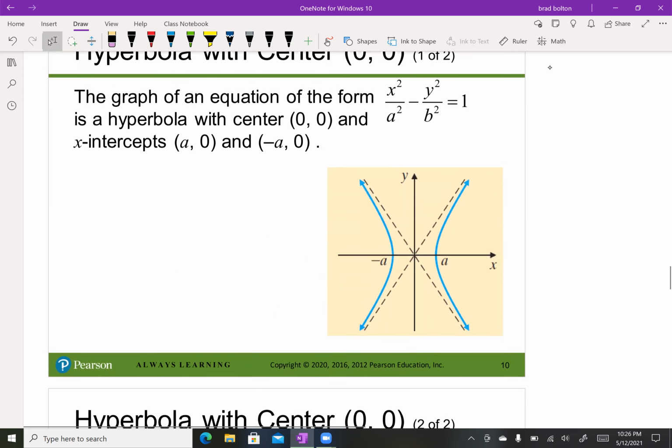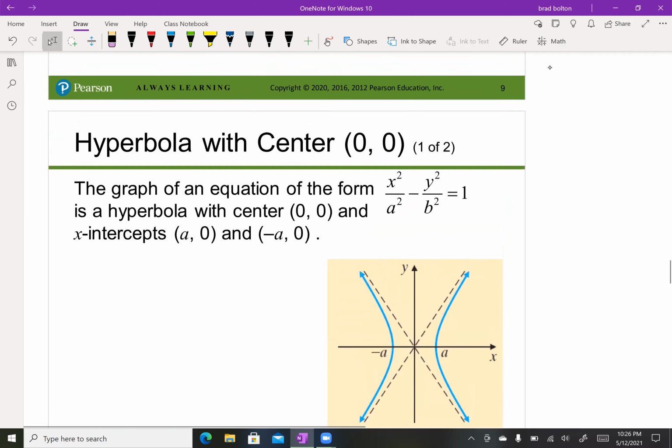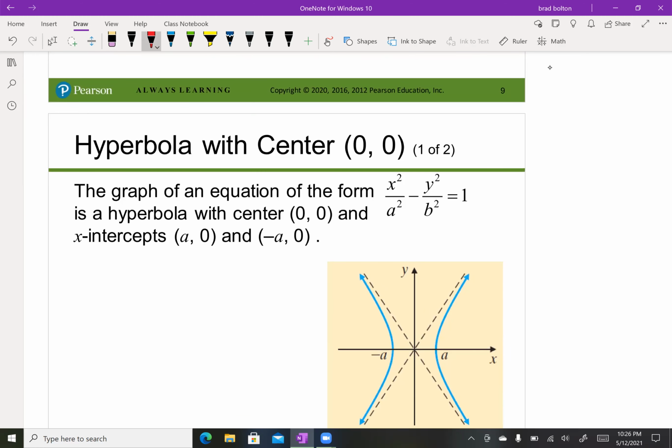Once again, standard form. However, you notice that right here we have a minus sign. We still have it equal to 1, but this time, instead of having a plus like circles and ellipses have, we have a minus sign. That is kind of a telltale sign of a hyperbola.